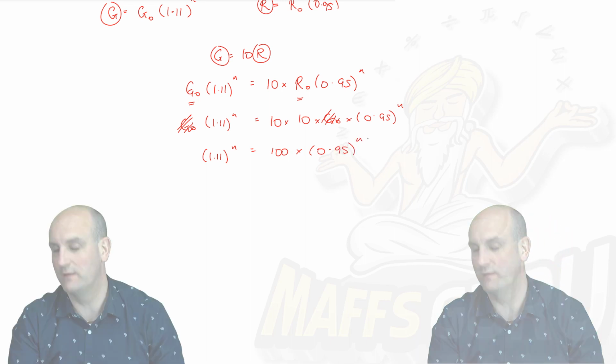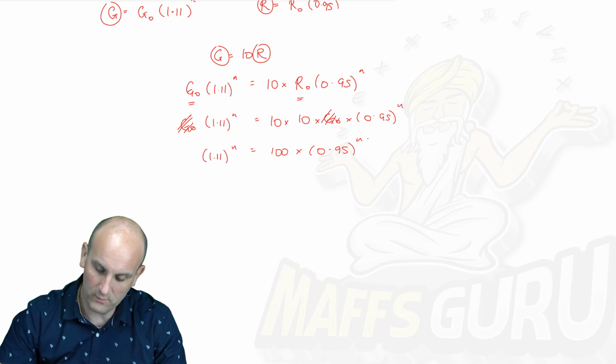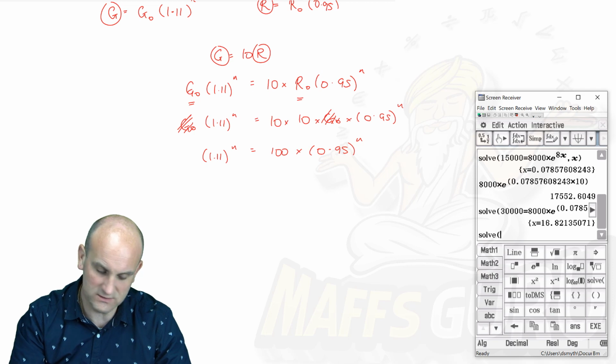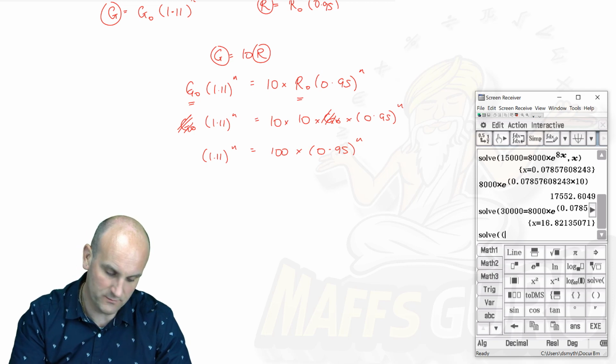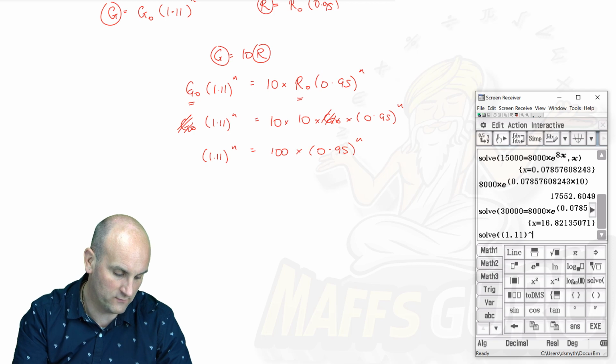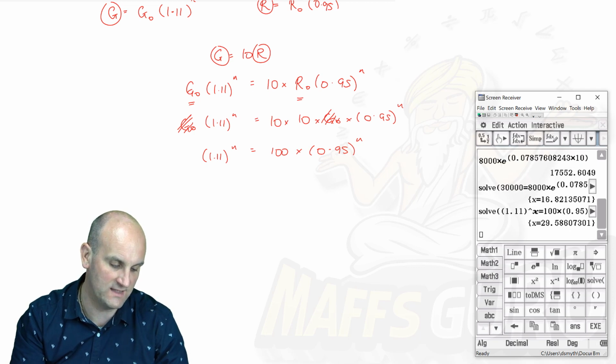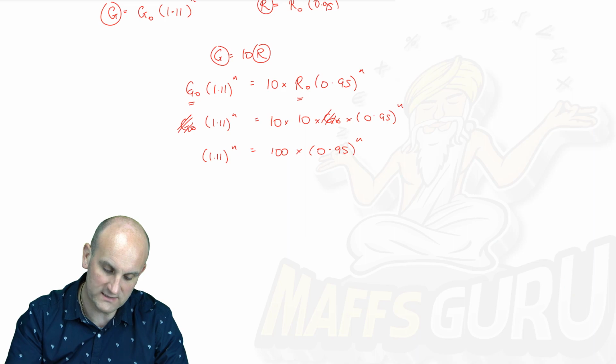And how am I going to solve that? I'm not going to do it by pencil and paper. I am once again going to fire up my CAS calculator. And I'm going to say, CAS calculator, do me the favour, solve, please. And I'm going to put loads of stuff in brackets. 1.11 to the power of x is equal to 100 times brackets 0.95 close brackets to the power of x, comma x, close brackets. And out comes 29.586.